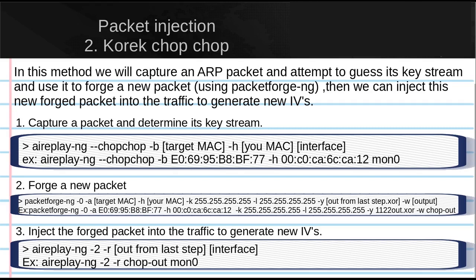Another method of increasing the number of data rapidly in a network that has no clients associated with it, or if it has very low traffic, is the KoreK Chopchop attack. In this method, instead of directly injecting the ARP packet that we capture, we're gonna try to determine the keystream for this packet. Once we do that, we can forge a new packet and inject it into the traffic. This will force the access point to create a new packet with a new IV. We're gonna capture it and inject it back into the traffic. We'll keep doing this until the number of data is high enough to crack the WEP key.